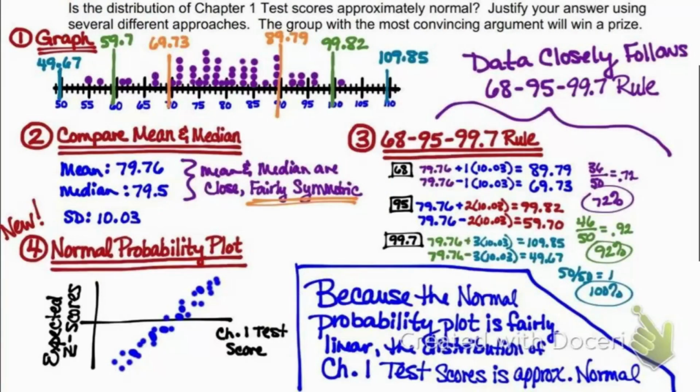Let me see if I can fit this piece up on the screen here. 79.76 is the mean. The median is 79.5.